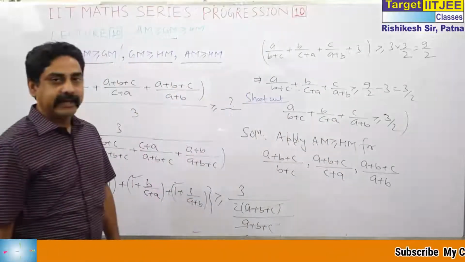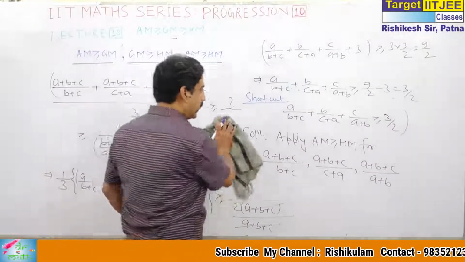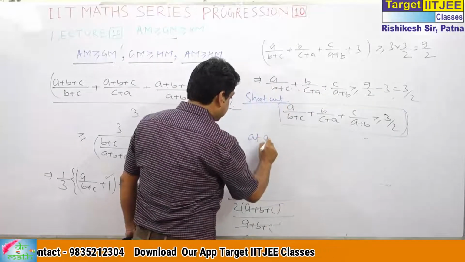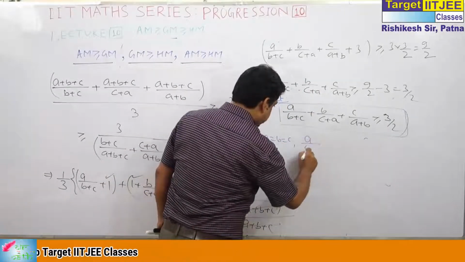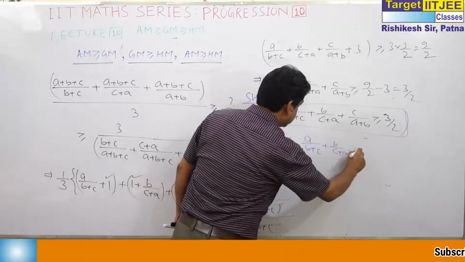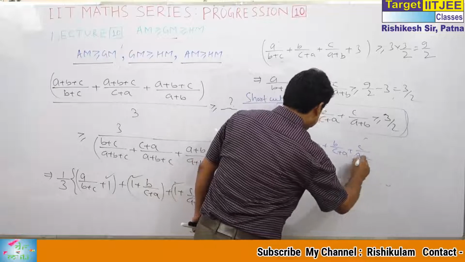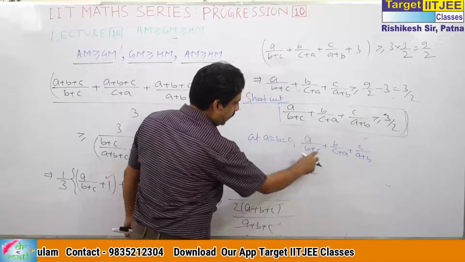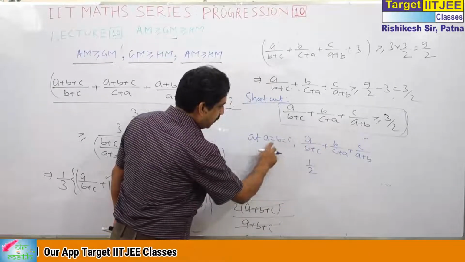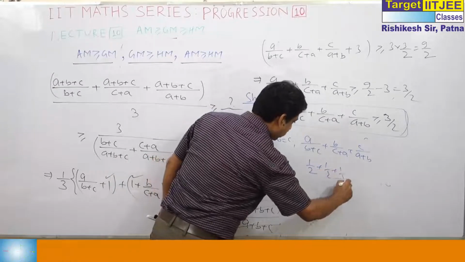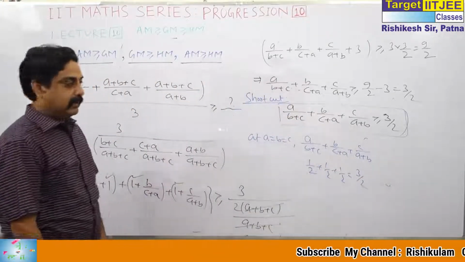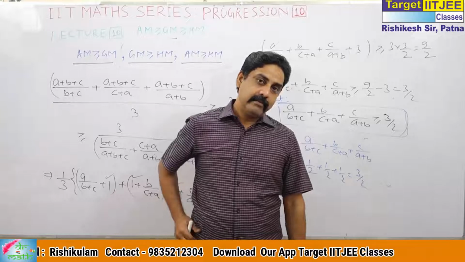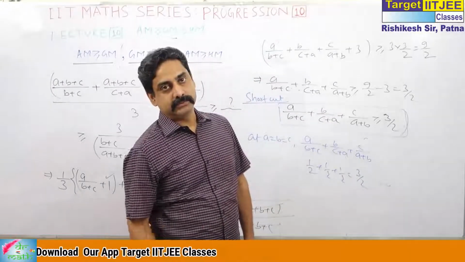We can get the equality sign at A equal to B equal to C. What will we get at A equal to B equal to C? A by B plus C plus B by C plus A plus C by A plus B. Since all are A, this is A by 2A, which is 1 by 2. All are equal, so this is again 1 by 2, again 1 by 2. This is 3 by 2. So you can guess in this type of question that we get the minimum or maximum value at 3 by 2.